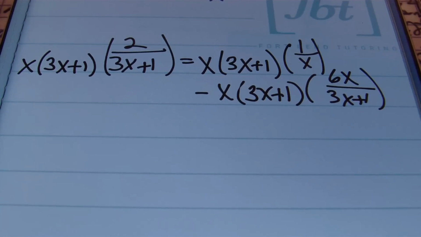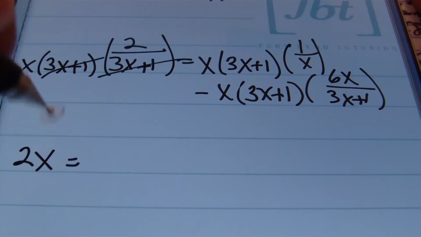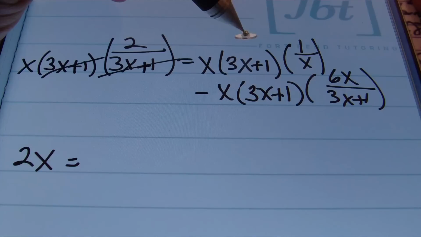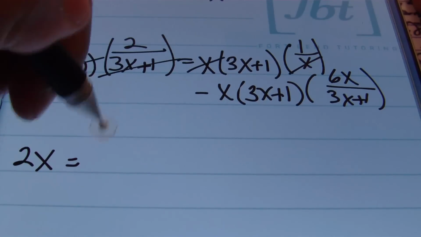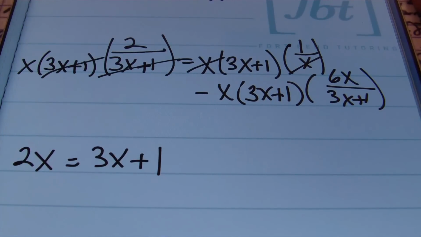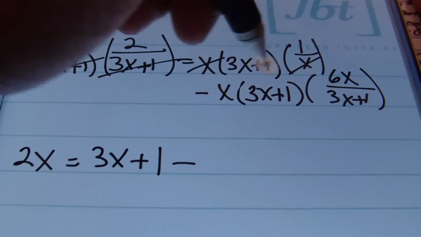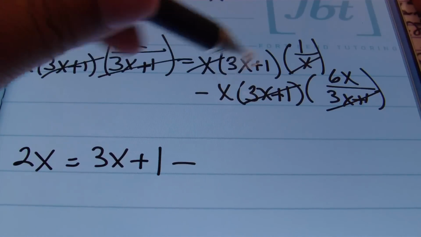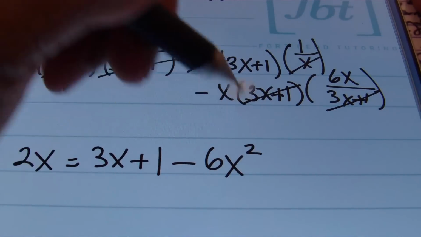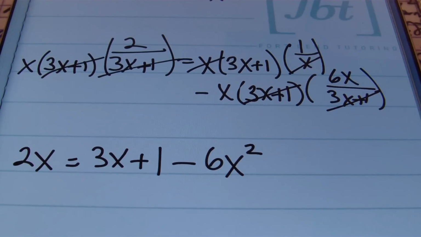Let's simplify this. In the first term here, left side of the equal sign, my 3x plus 1s will cancel out. What's left over is x times 2, so I'll have 2x. This equals 2. Over here, that first term on the right side of the equal sign, the x's will cancel out, and 3x plus 1 times 1 is 3x plus 1. Then the last term, which is going to be negative, by the way, we'll have the 3x plus 1s cancel out. So x times 6x is going to be 6x squared. And that's going to be our equation after we get rid of all of those nasty denominators, all right?